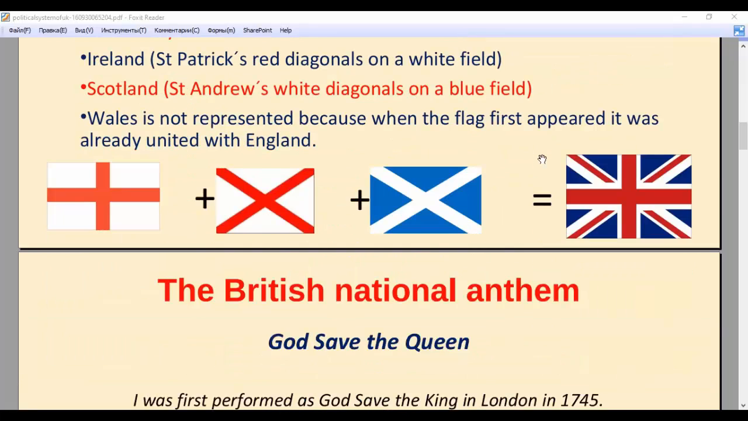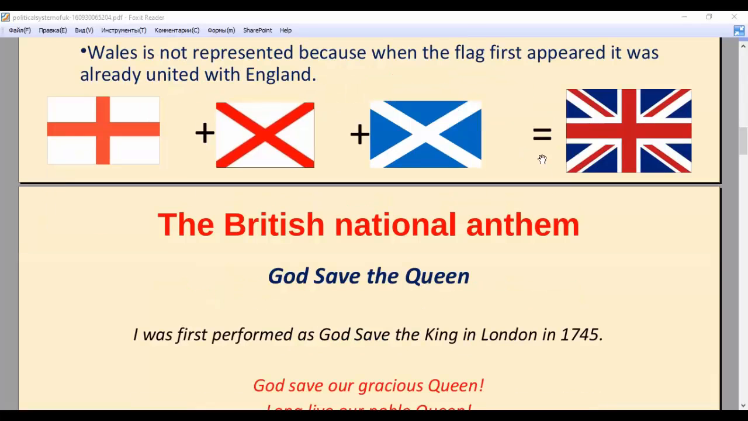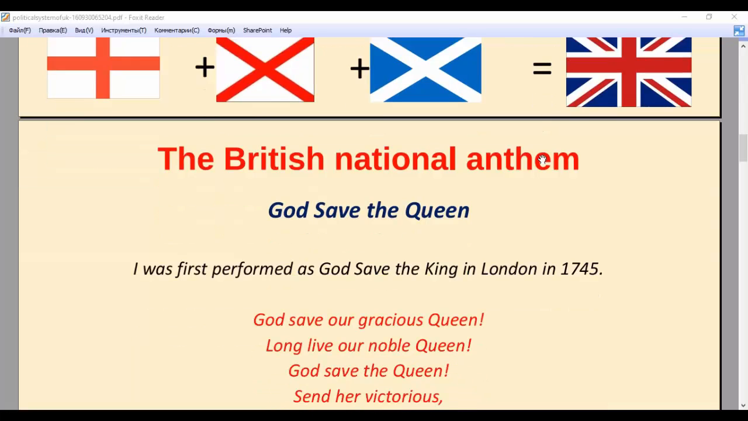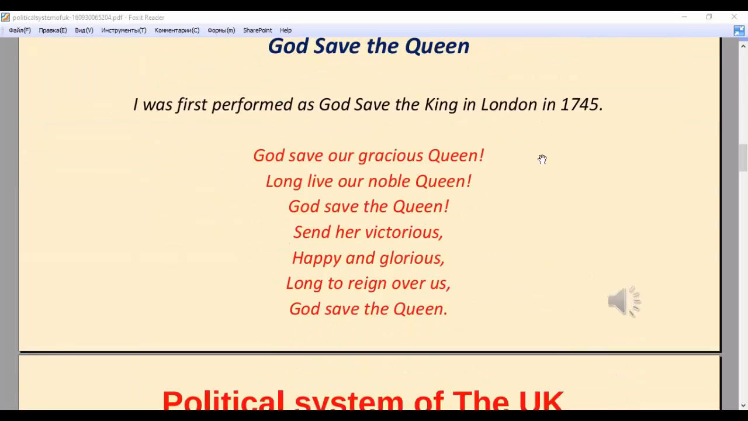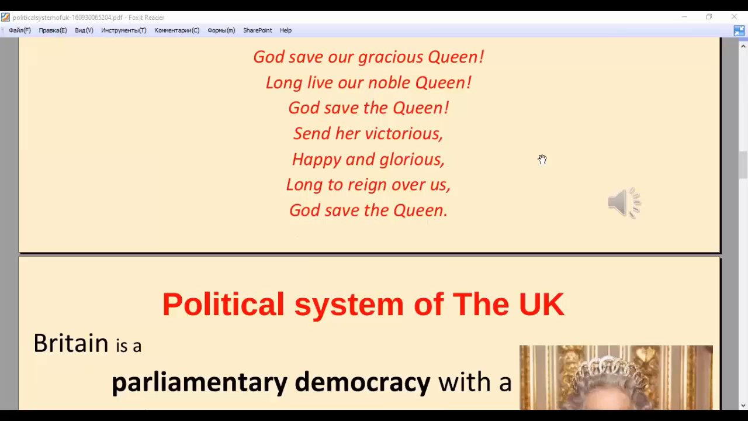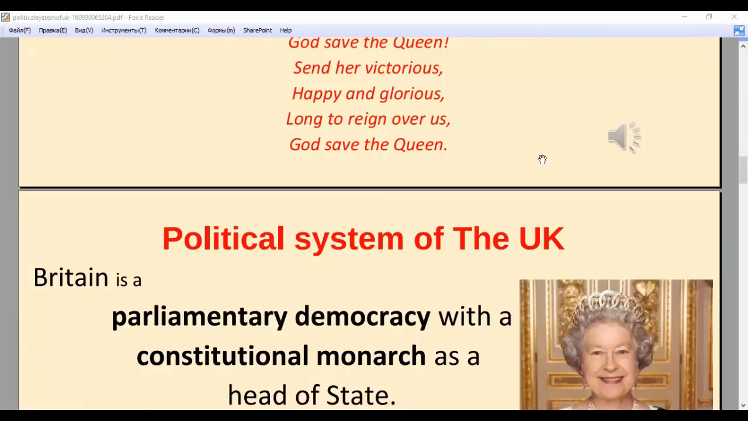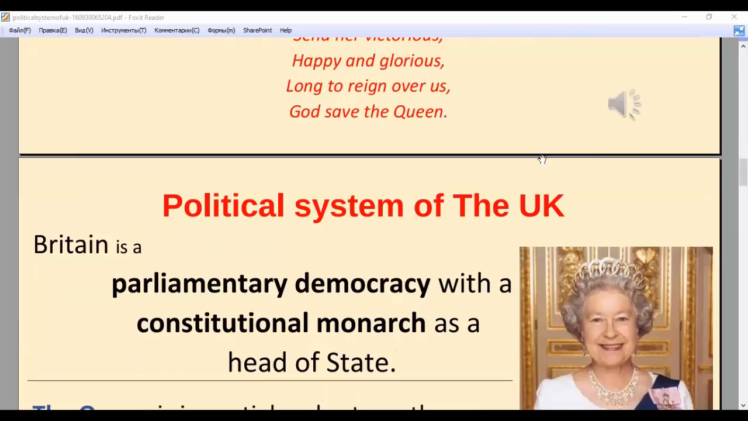They also have the British national anthem called God Save the Queen. It was first performed as God Save the Queen in London in 1745. So let's read the lyrics. God save our gracious Queen, long live our noble Queen. God save the Queen, send her victorious, happy and glorious, long to reign over us. God save the Queen.